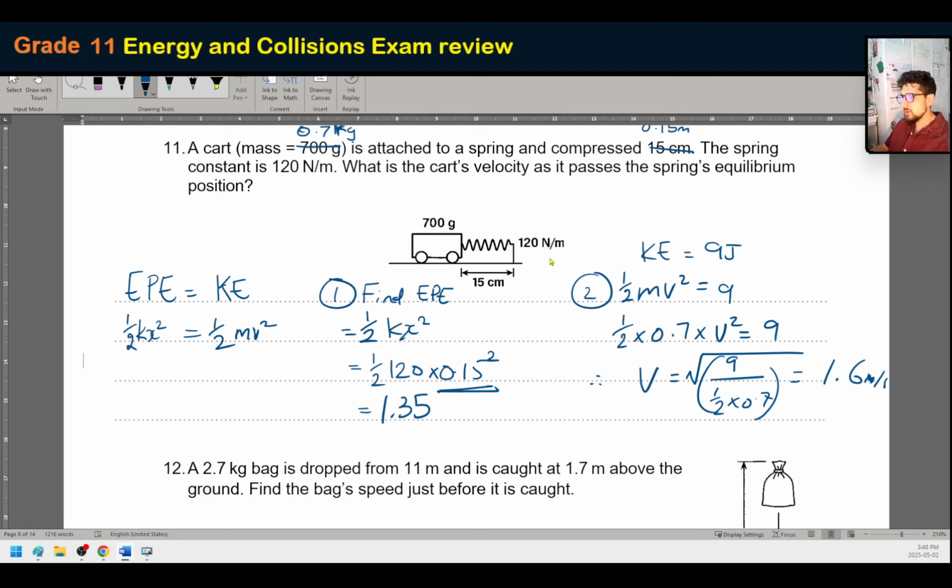And so it's going to be 1.35. 1.35 divided by 0.5 times 0.7, and then square root of the whole thing, and that's equivalent to 1.96 meters per second. Okay, so that's the answer. My apologies about that mistake that I made earlier.